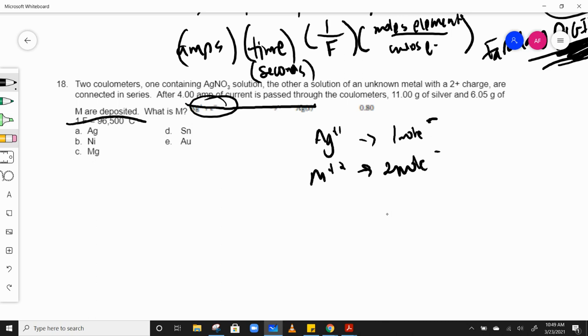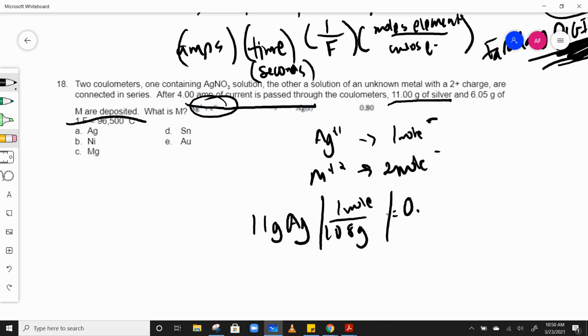But first of all, I want to find out how many moles of silver this is. So I'm going to take the 11 grams of silver and convert it to moles. 1 mole is 108 grams, and I get 0.102 moles.